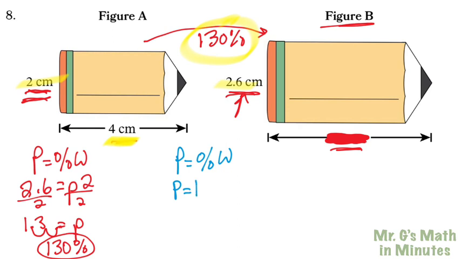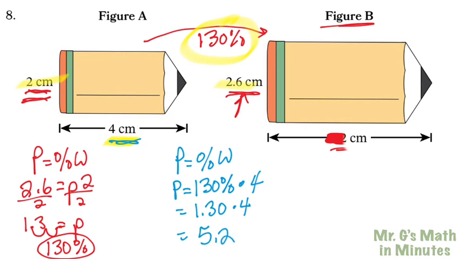We know that the percent is 130%, and we see that our original right here is a 4. So if we do 1.30 times 4, you get the number 5.2, which was our missing piece. And you will see one like that on your test. We have to figure out what the scale factor is as a percent and then find the missing number. So make sure that you know how to do that particular problem.